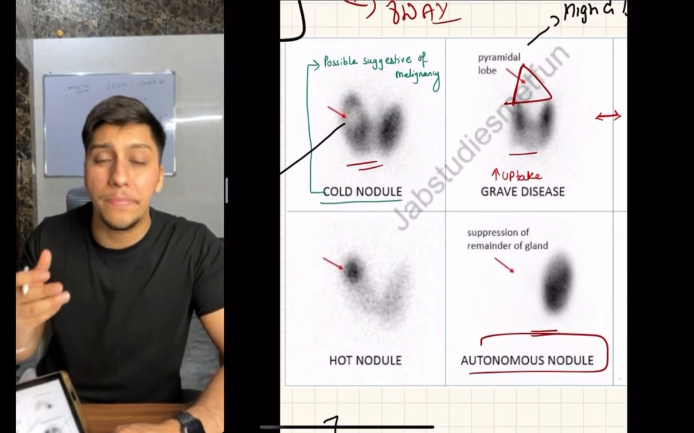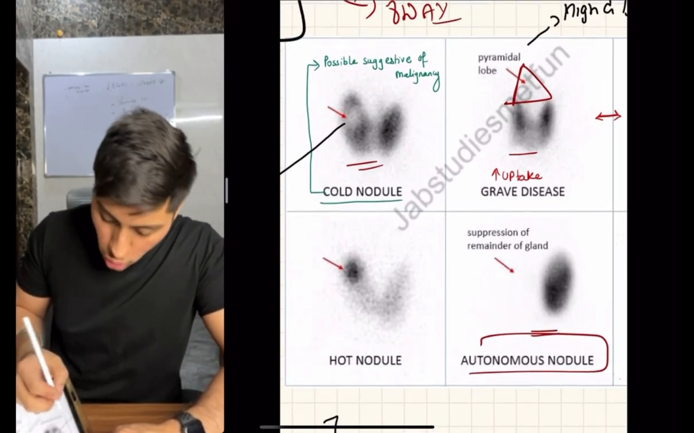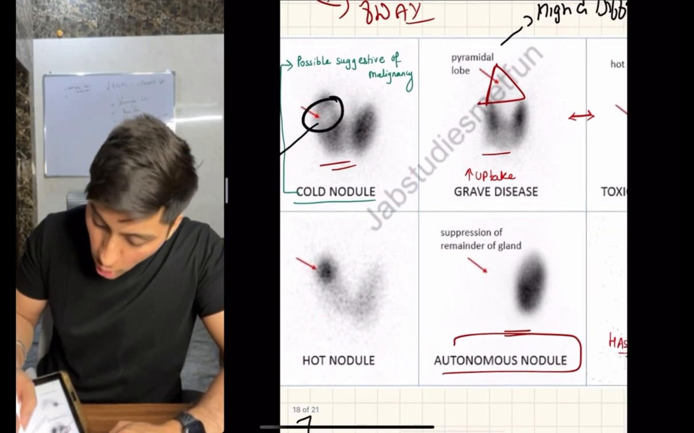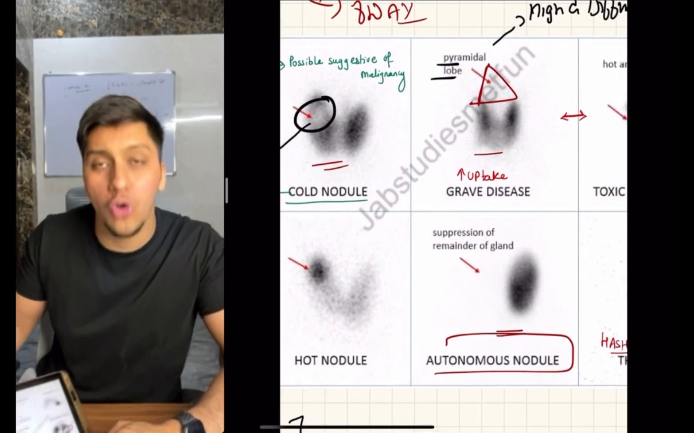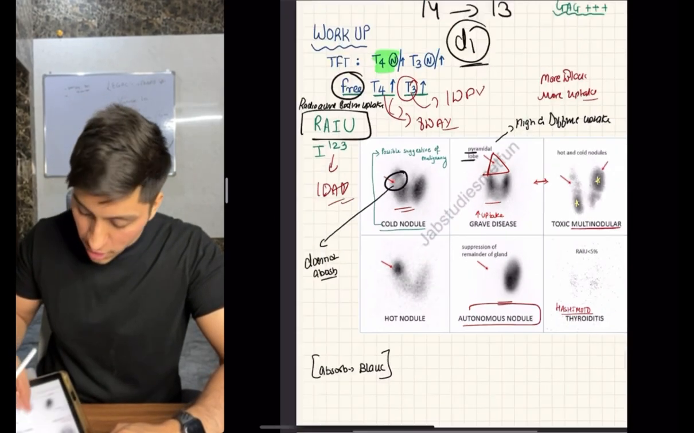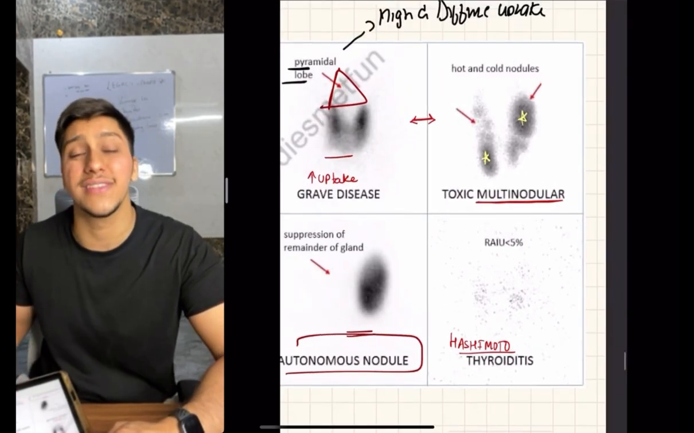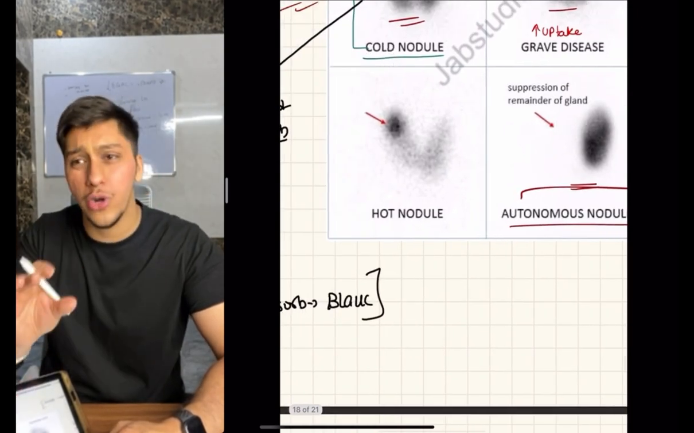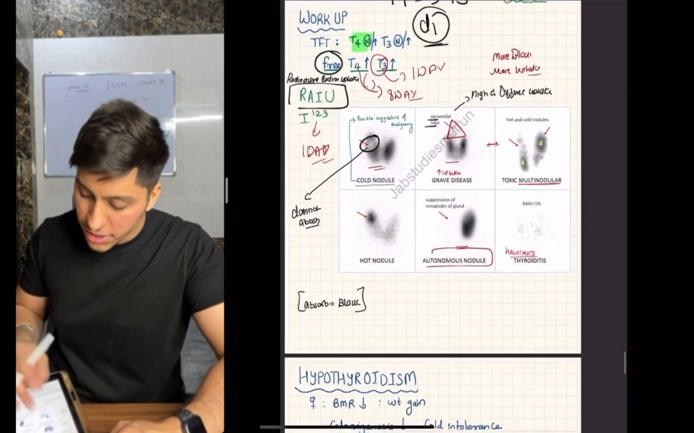Okay, so more uptake means more black in color. A cold nodule over here is suggestive of a malignancy. More black throughout with a classic sign of a pyramidal lobe, this is Graves' disease. A mix of hot and cold is classically a toxic multinodular goiter. A hot nodule, only one black, and these are the following conditions which you need to know.